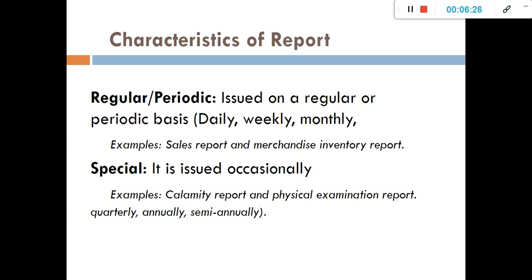Pag sinabi natin regular or periodic, it is being issued on a regular basis or periodic basis. Ibig sabihin, from time to time, ginagawa natin tong report na to, such as daily, weekly, or monthly. Kapag special naman, it is being issued only occasionally. So, hindi siya lagi-lagi, unlike yung regular or periodic. So, pag regular periodic, one good example of this one is sales report and merchandise inventory report. So, ano pa po ba yung mas madaling example pag regular or periodic?